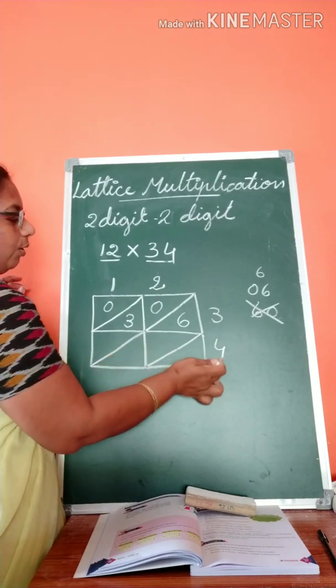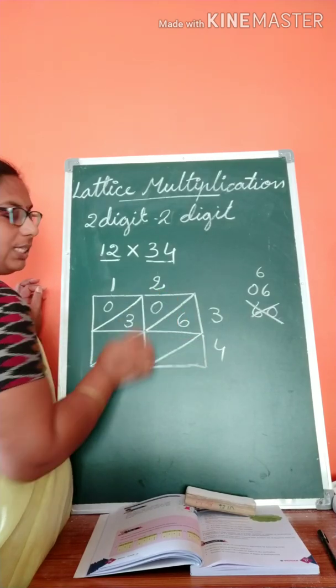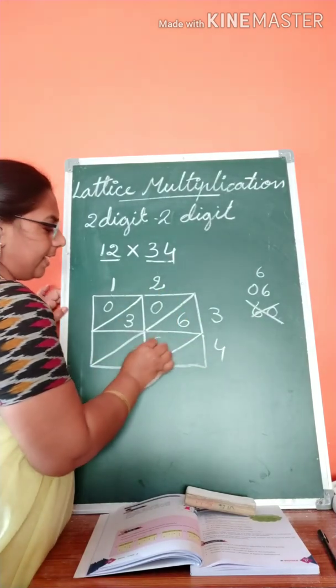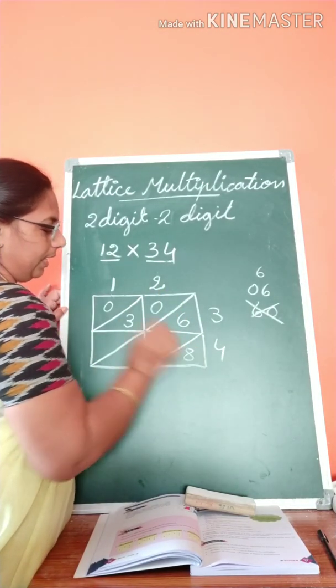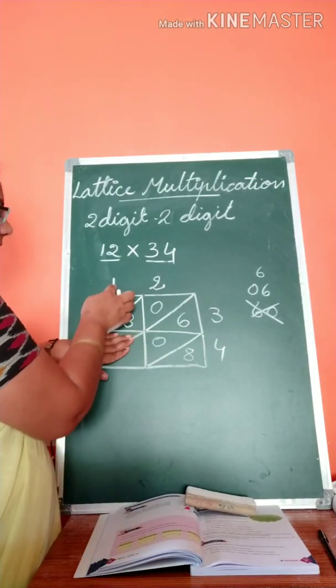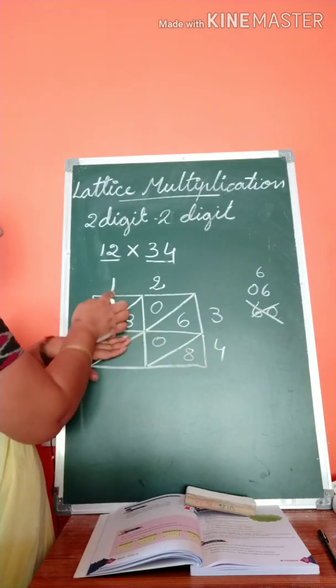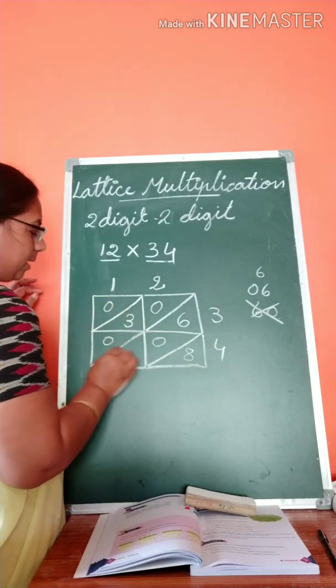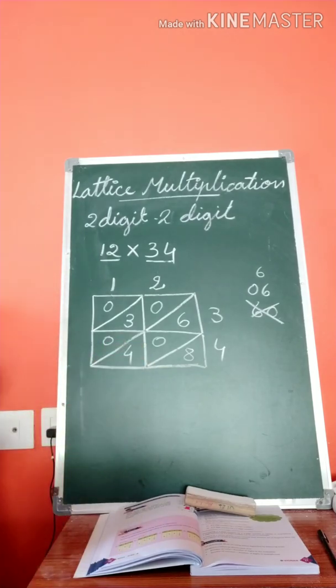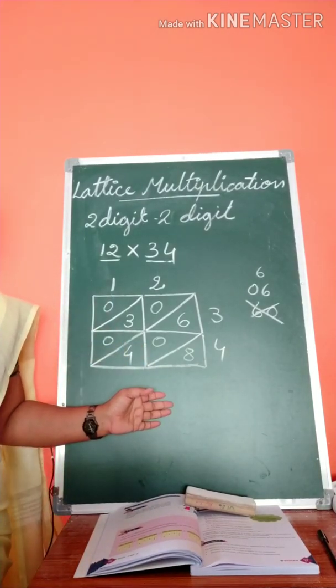Now take this box. 4 2s are 8. 8 can be written as 0, 8. And this last box, here the digits are 1 and 4. So 1 4s are 4. It can be written as 0, 4. So this is how we write the digit numbers, multiplicative numbers, right?